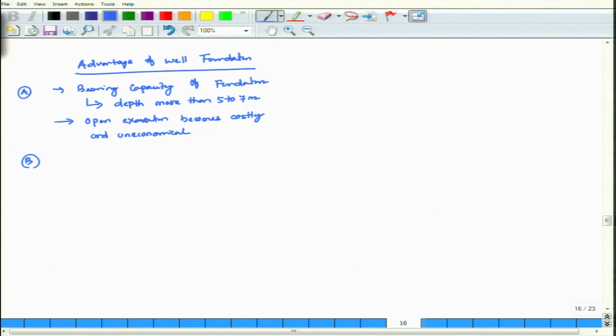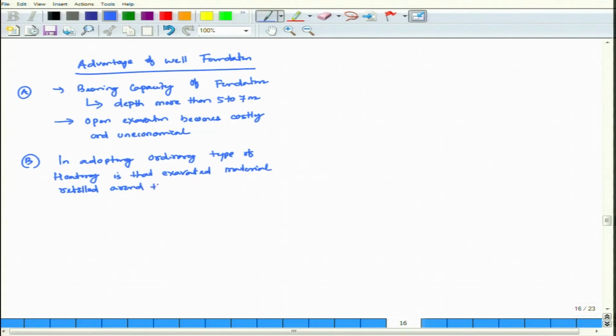in adopting ordinary type of footing, the excavated material refilled around the structure is loose and easily scourable.